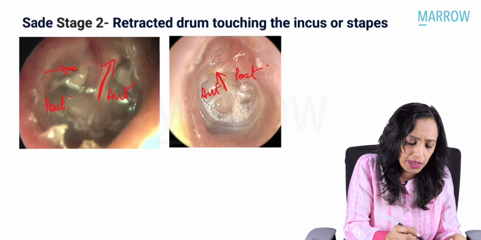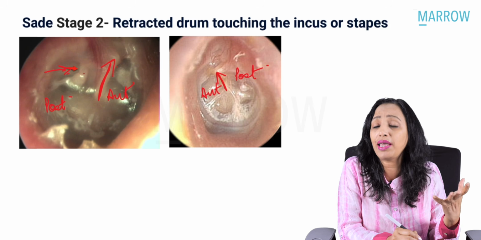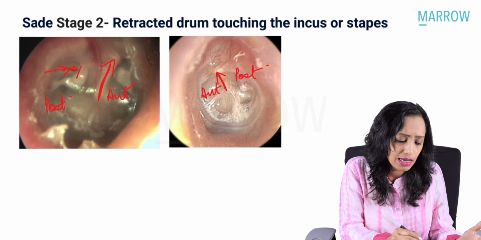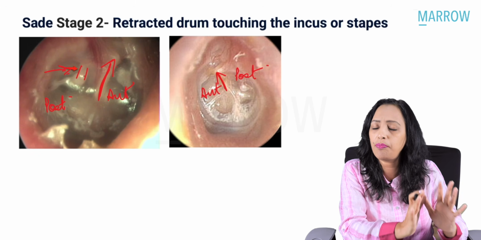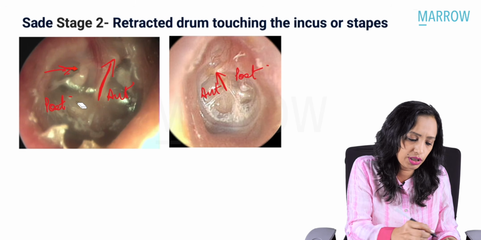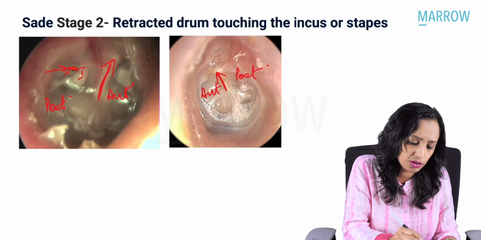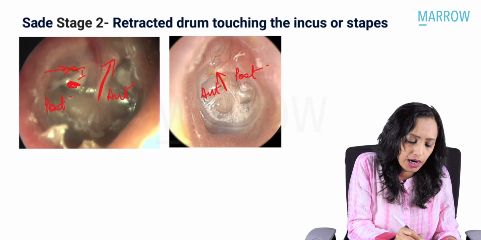In the posterior part, we can see that the tympanic membrane is touching. Why can I say touching? Because the incus, we usually see just a glimpse, but here it is appearing so prominent, as if the tympanic membrane is draping the incus. Yes, so here it is touching the incus. Which one is the incus? This one. And we can see it is touching the stapes also. Can you make out this part?